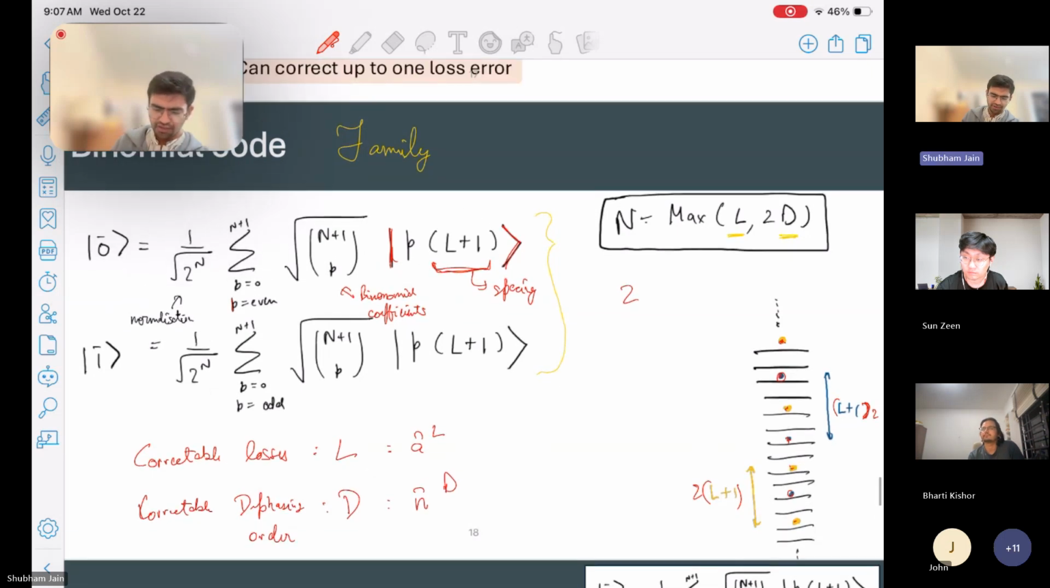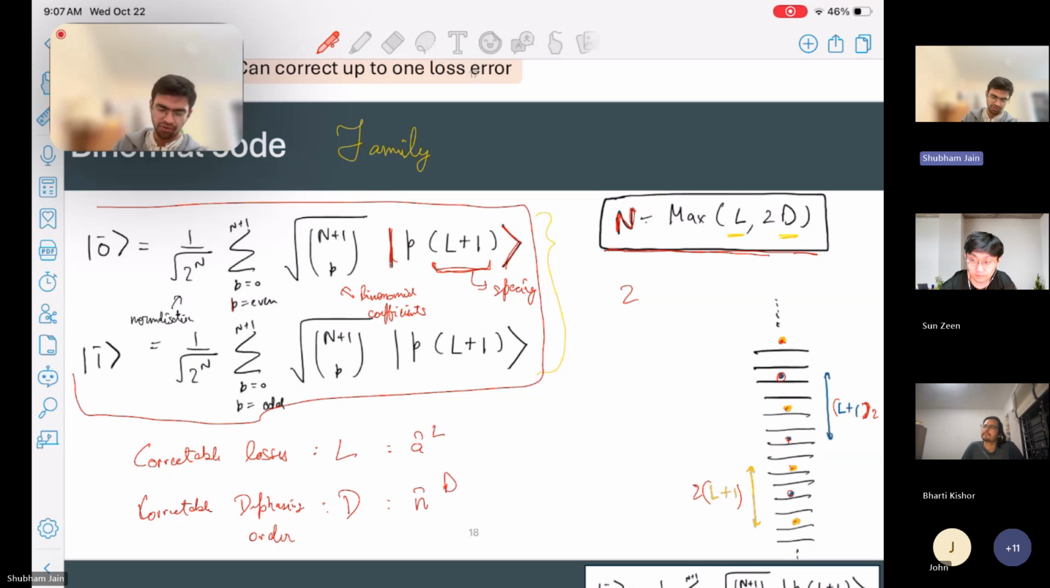Instead of having a code space and trying to figure out how many losses and dephasing it can correct, it's easier to start with the parameters that you want, this L and D, and then construct your code words so that they can correct the amount of errors you want. So if you decide on an L and a D, then N is determined, and you can form this code space.